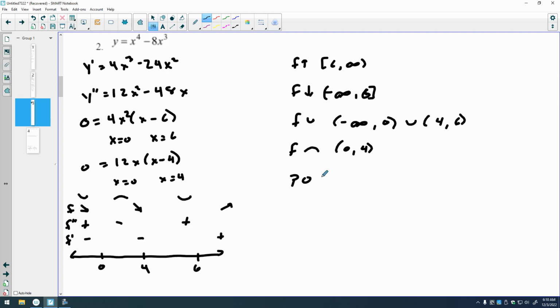Point of inflection where it switches concavity, and that happens at x equals 0. So my point would be 0, 0. And at x equals 4, it switches concavity. Plugging in 4 up there, I get negative 256. I cheated and used my answer key I'd already done earlier on that one. And another one at x equals 6? Nope, not at x equals 6. That's for my increasing, decreasing. All right, we're done.